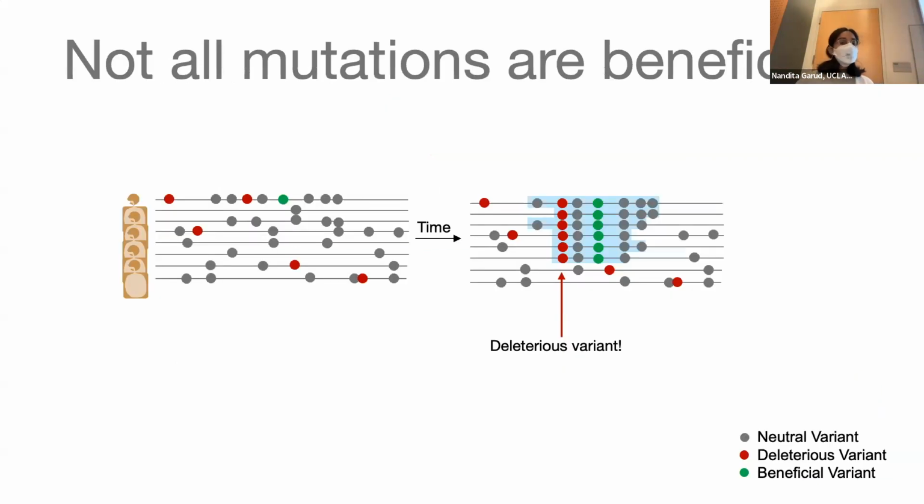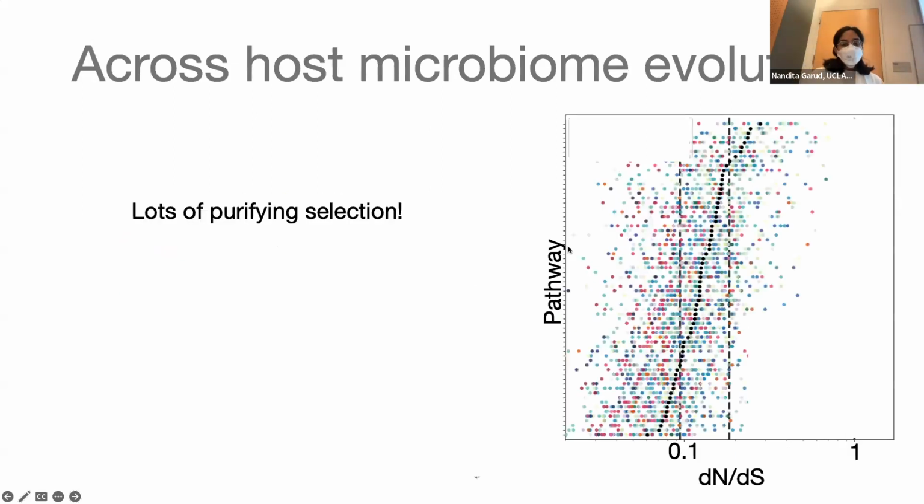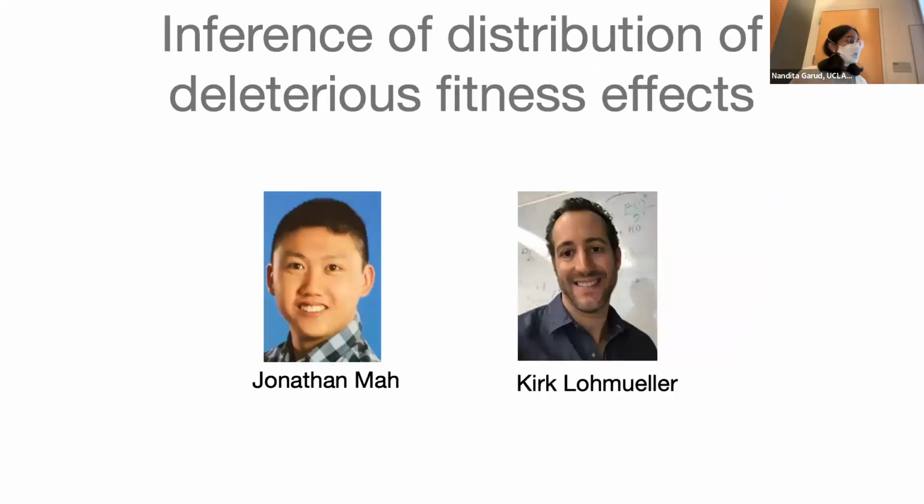But not all mutations are beneficial. Remember, there's a lot of purifying selection, and in fact, you can even have some of these bad mutations going to high frequency. And so we talked about how a lot of mutations are coming in, getting weeded out. And so this brings me to a project in collaboration with the really awesome John Ma in my group right here, and Professor Kirk Lohmueller. It's been a joy to work with.